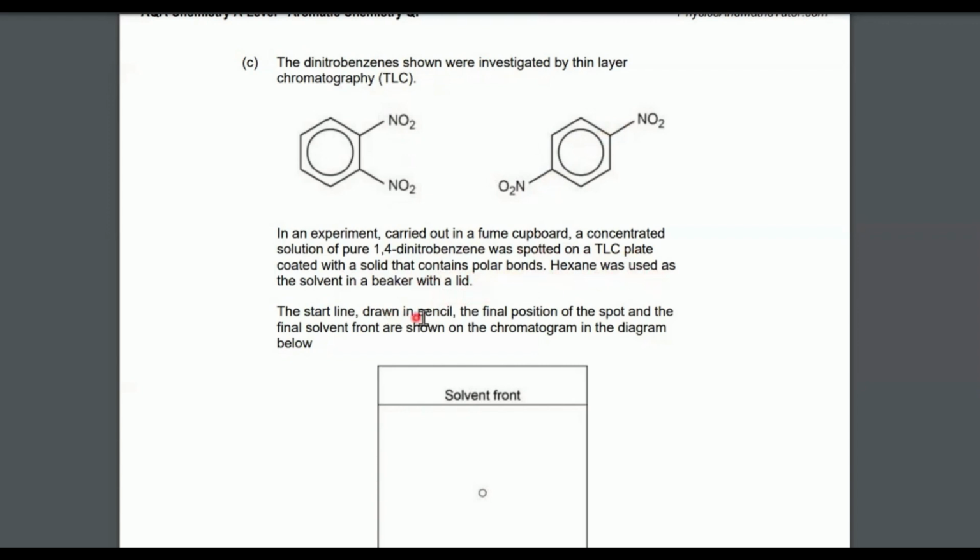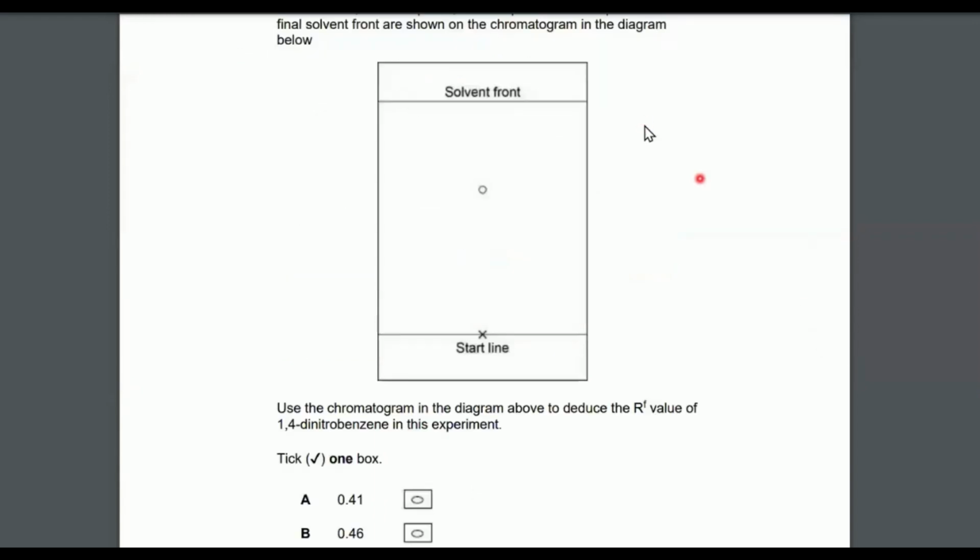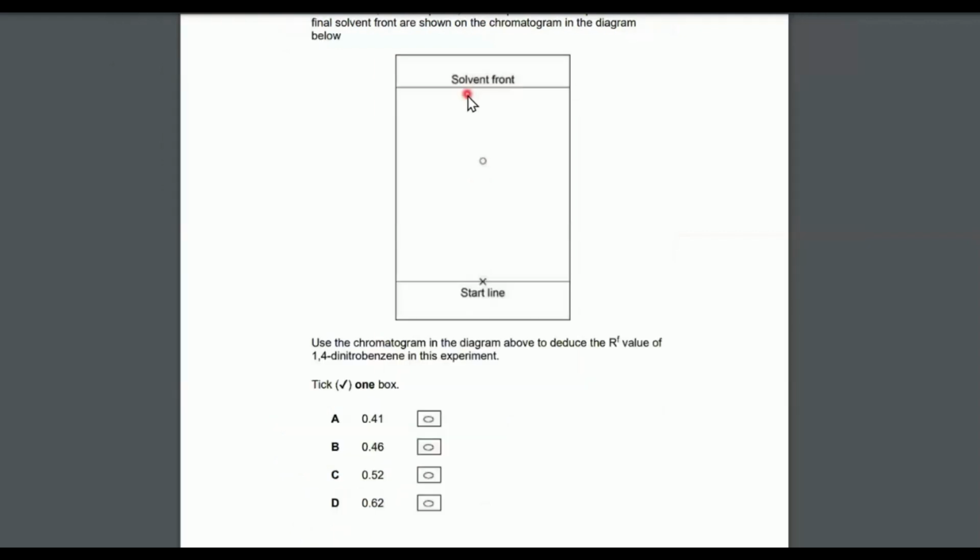Hexane is used as the solvent, and it's been put in a beaker with a lid. The lid stops evaporation of organic solvents like hexane that have low boiling points. The start line and the final solvent front are shown in the chromatogram in this diagram below. So we've got our start line and we've got our solvent front. Use the chromatogram in the diagram above to deduce the RF value of 1,4-dinitrobenzene in this experiment.